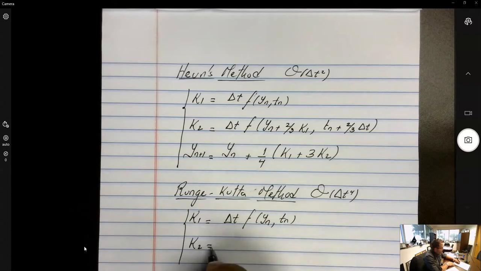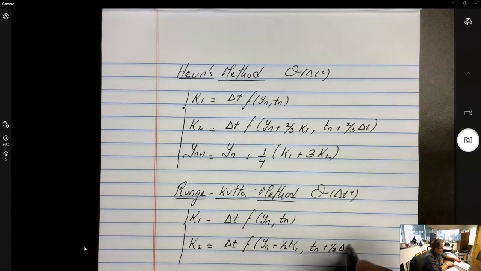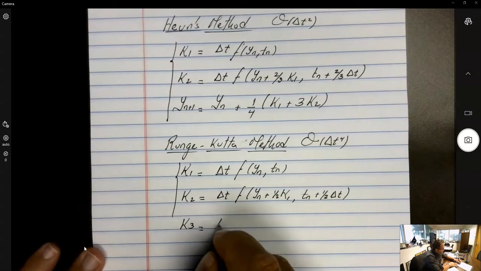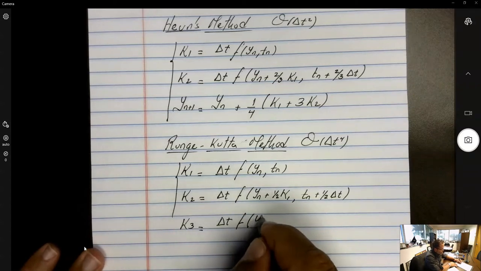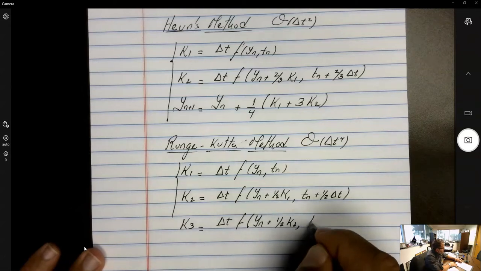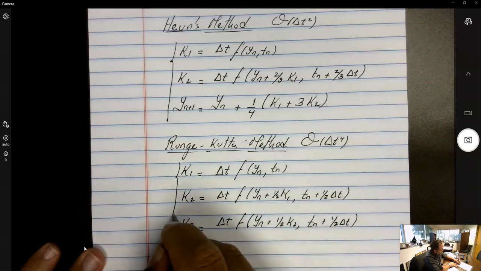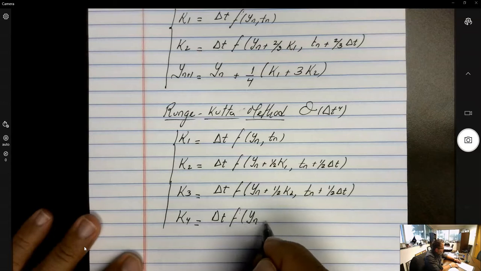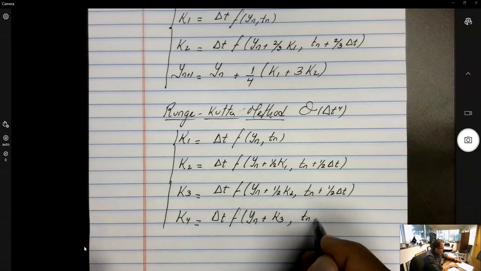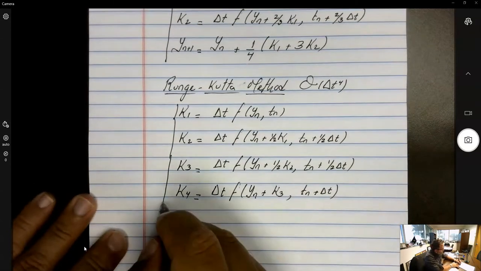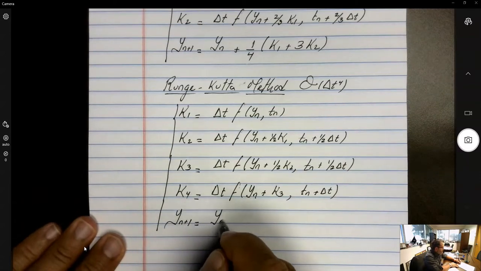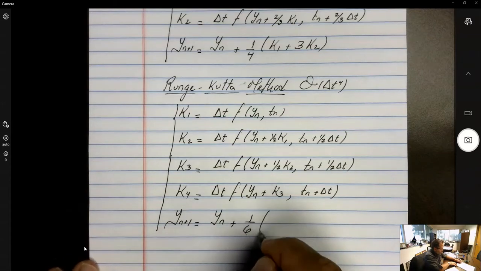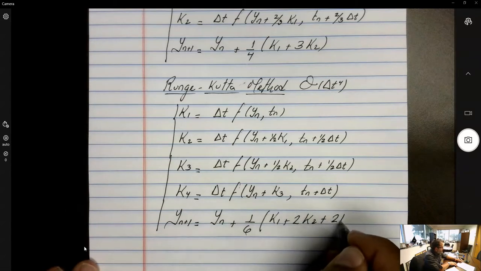So this one has a predictor, and it has 3 correctors. The first corrector uses this k1 at 1/2 of its value and 1/2 of the time step. The second corrector, k3, utilizes the first corrector, I'm sorry, halfway through k2 and tn plus 1/2 of delta t. Then the third corrector, so 1 predictor and 3 correctors, the third corrector, k4, is delta t times f of yn plus k3, comma tn plus delta t. And finally, the solution, yn plus 1, is yn plus 1/6 of k1 plus 2k2 plus 2k3 plus k4.